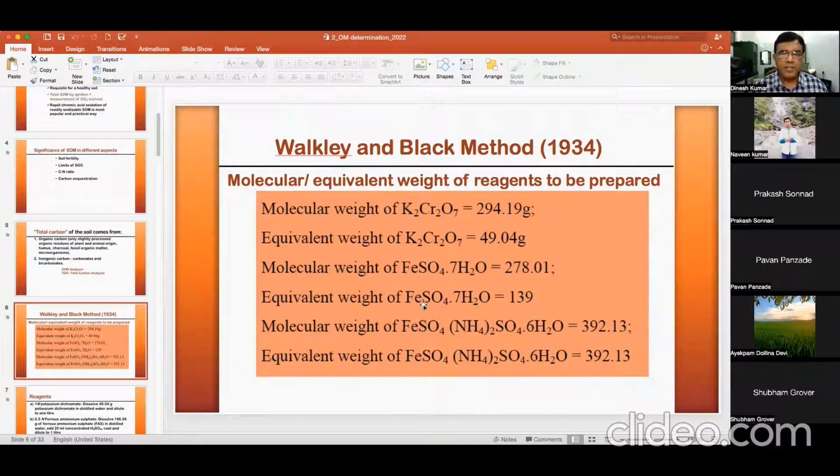So in titration, you can use either of these two. You can use ferrous sulfate or ferrous ammonium sulfate. One of these salts is used for titration purposes. The results are the same. It is your choice. But in our laboratory, we normally use ferrous sulfate.